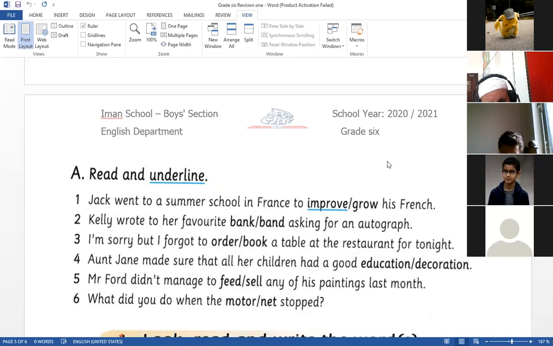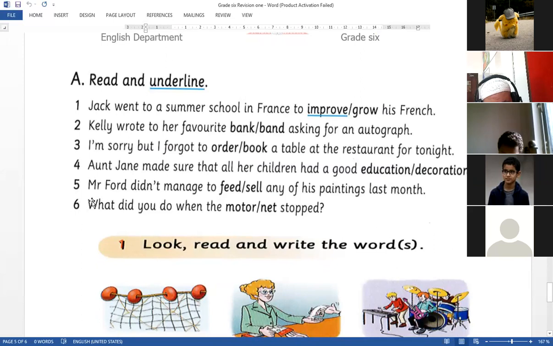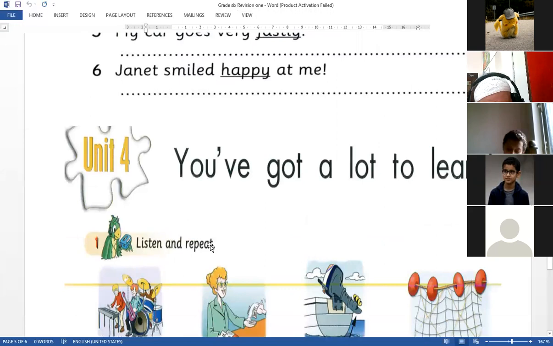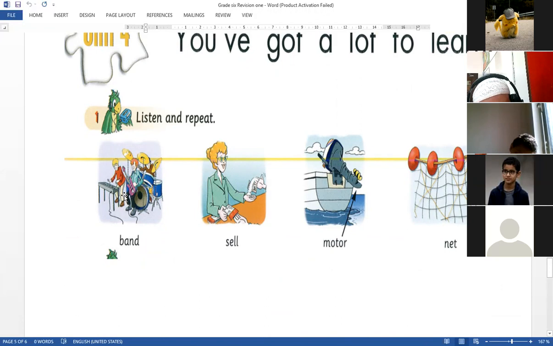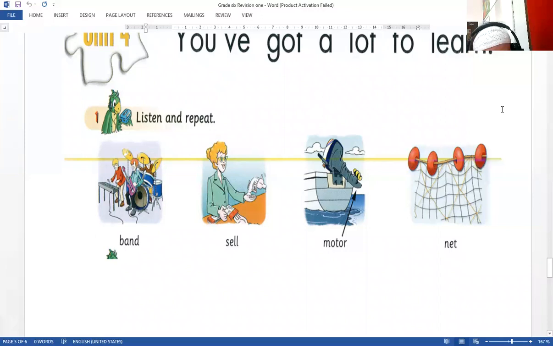My dear students, so Kelly wrote to her favorite bank or favorite band? Favorite band? The band. What is the band? What does it mean, Muhammad? I don't know, teacher. A group of musicians, Muhammad. A group of musicians. This is the band, Muhammad. Look here. Okay, so what? Band is a group of musicians. So a group of musicians is a band, okay? So Kelly wrote to her favorite band asking for an autograph.